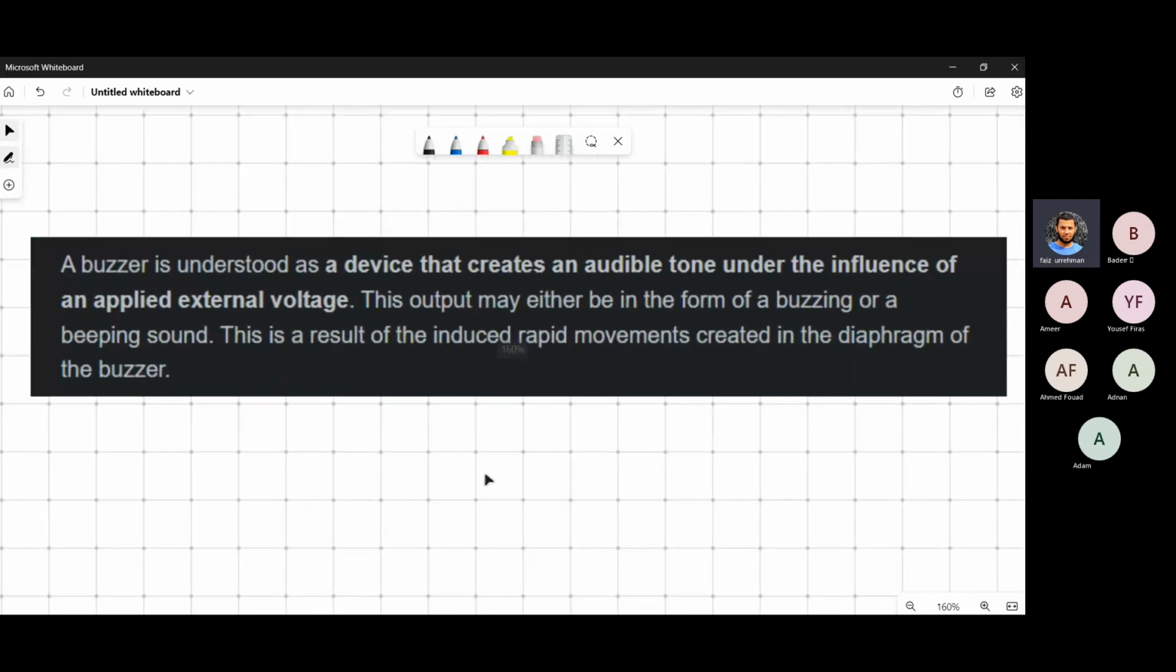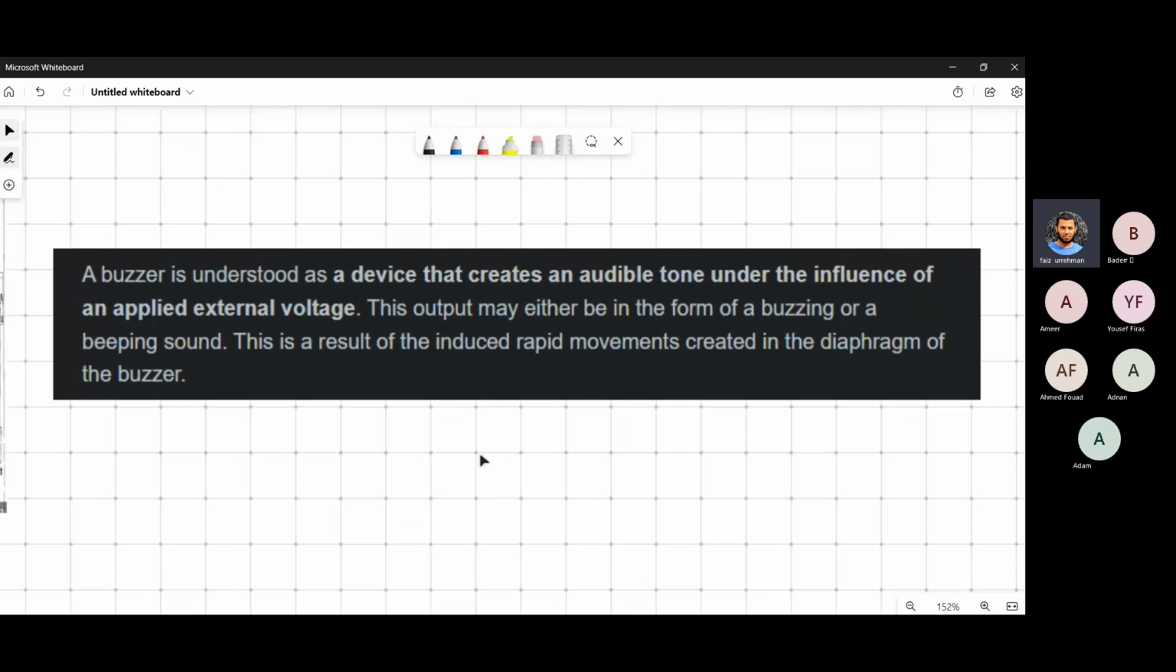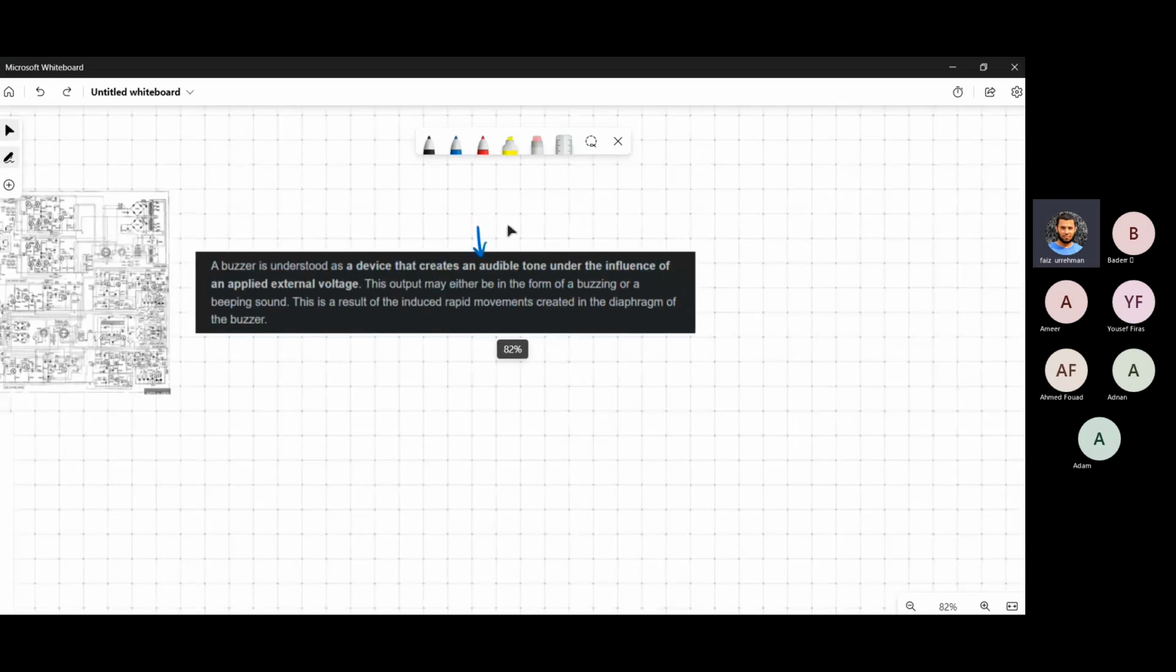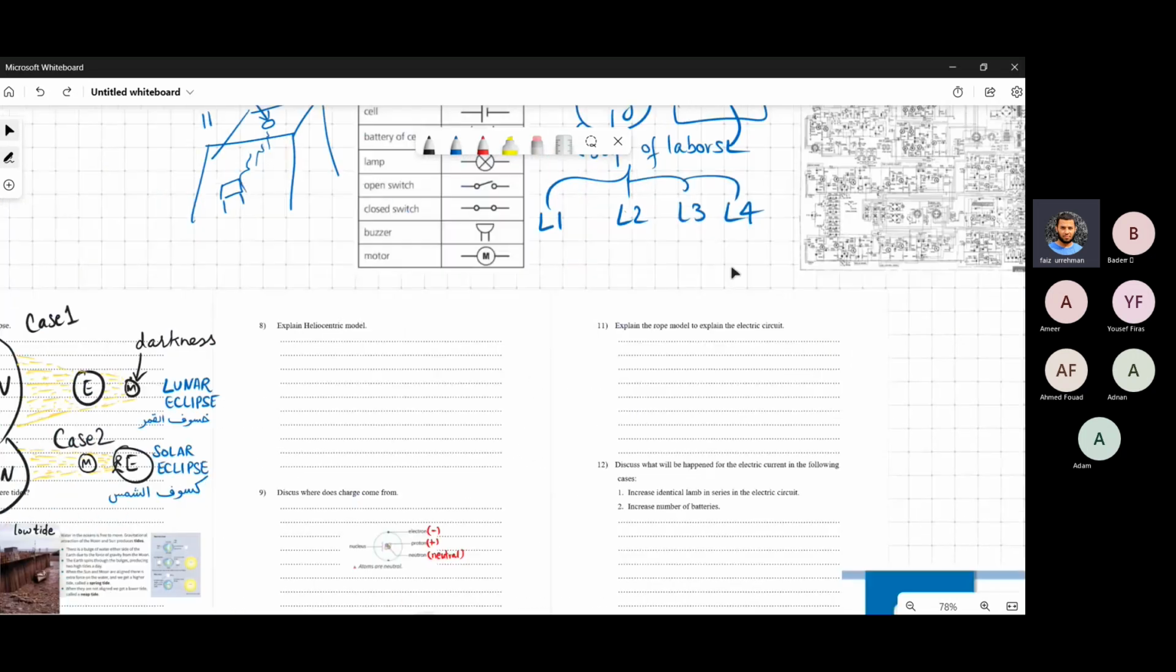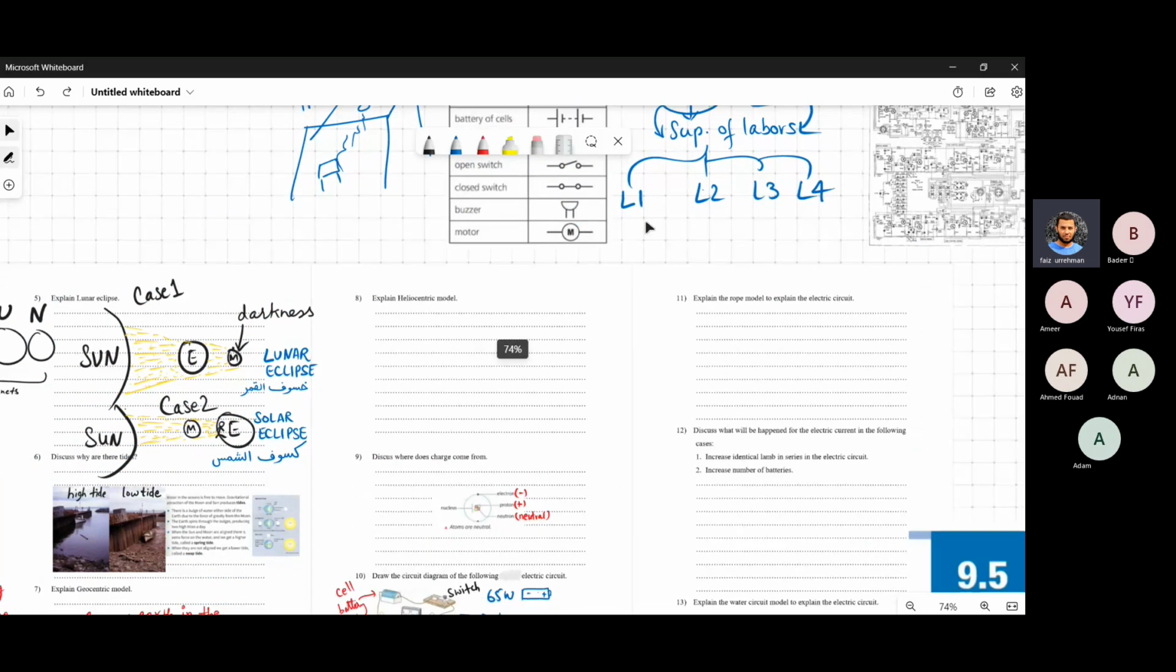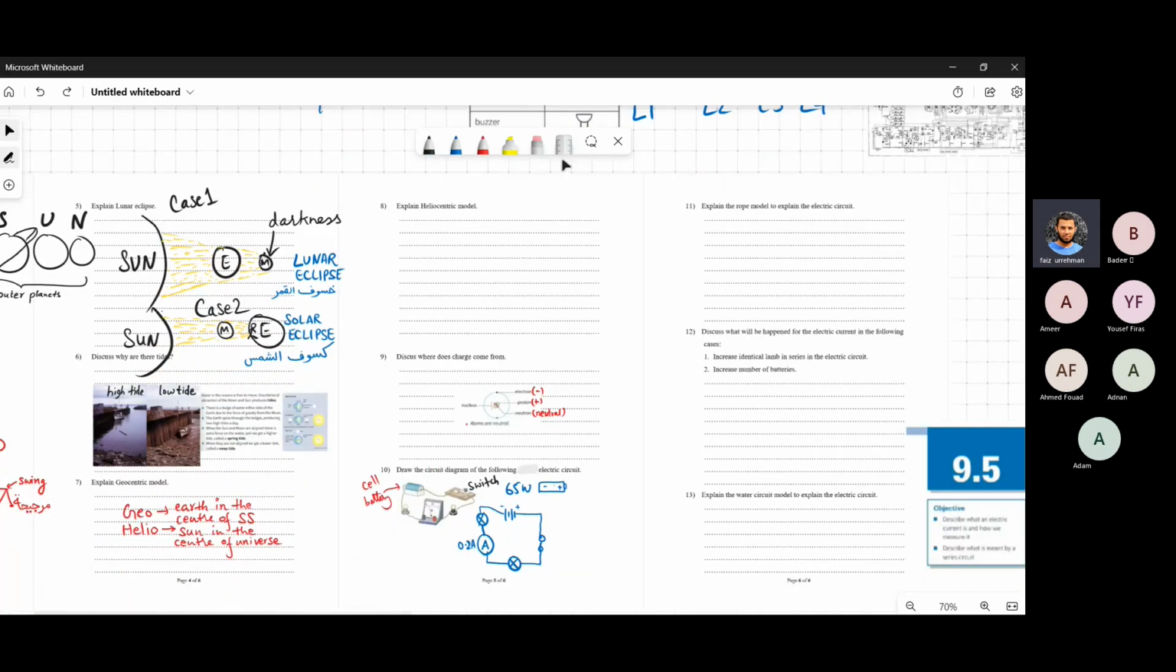Okay, look at the definition of buzzer. A buzzer is understood as a device that creates an audible tone under the influence of applied external voltage. This output may either be in the form of a buzzing or a beep sound. This is a result of induced rapid movement created in the diaphragm of the buzzer. You will study these things in much more detail when you go to higher grades or electrical engineering. But normally you will not use so many things in this electric circuit.